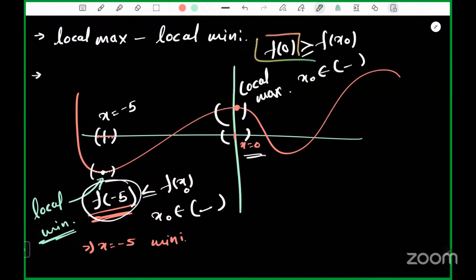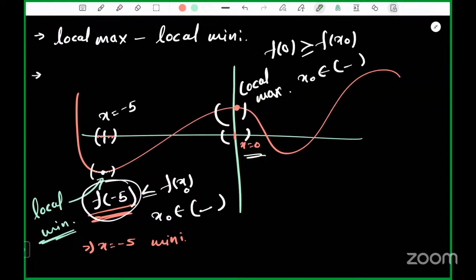So that's why local means you need at least some very small interval around that point. It's not necessary to be of length 1 or length 0.5. You can take a very small interval, 0.000 something, right? That's enough for considering a local maxima or local minimum.